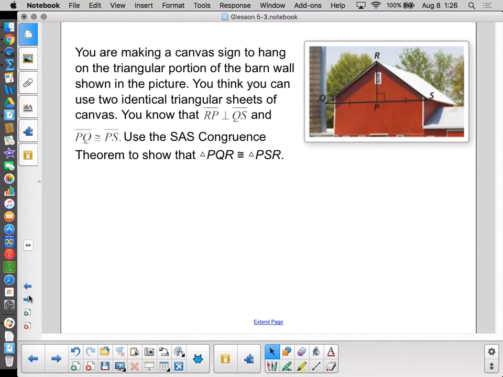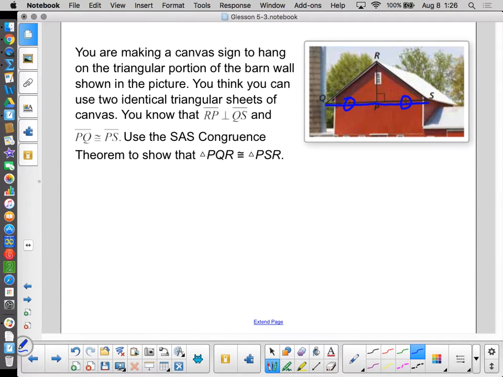Finally, you want to make a sign to hang in a triangular position on the barn wall shown in the picture. You think you can use 2 identical sheets of canvas. You know that RP is perpendicular to QS. Use side angle side to show that triangles PQR and PSR are congruent. So P is the midpoint. We know that because we've got these marks here. These 2 are congruent.